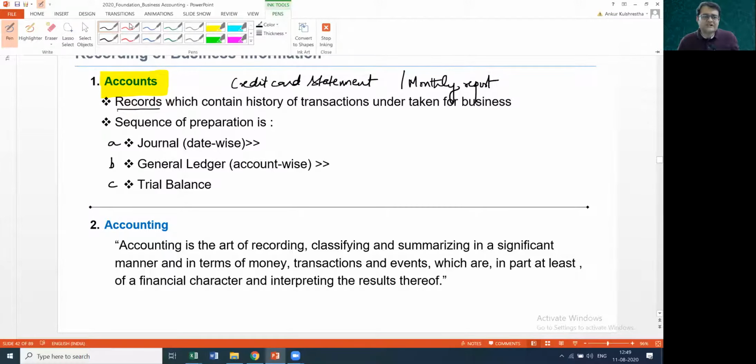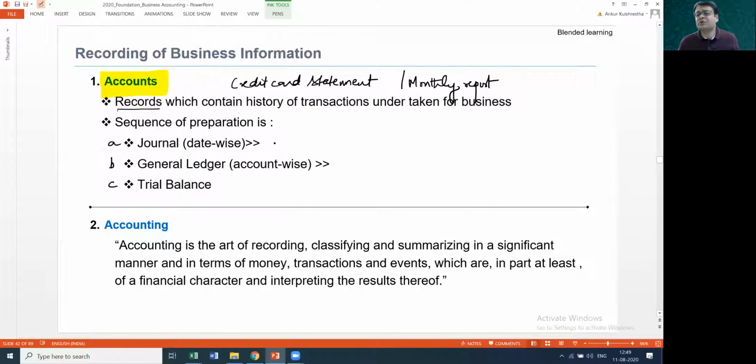So what is a journal? Just remember, it's a chronological recording of business transactions without applying any mind whatsoever. Let's talk in context of business. The business has taken a loan from a bank. That's a transaction you recorded. Using that loan, the business buys some raw material. You record that transaction. So it's a chronological recording.